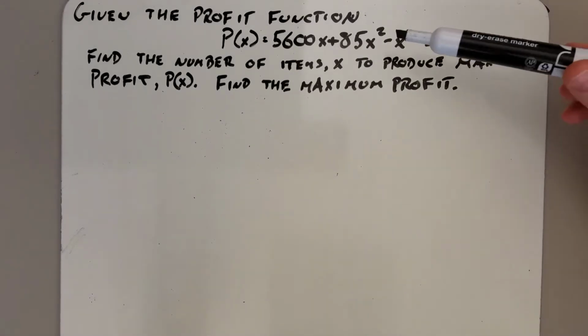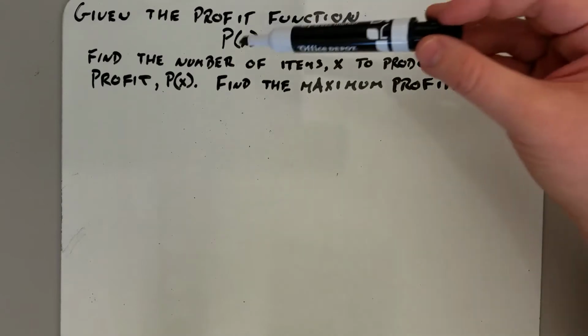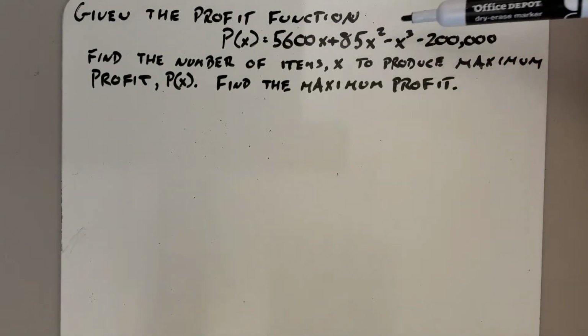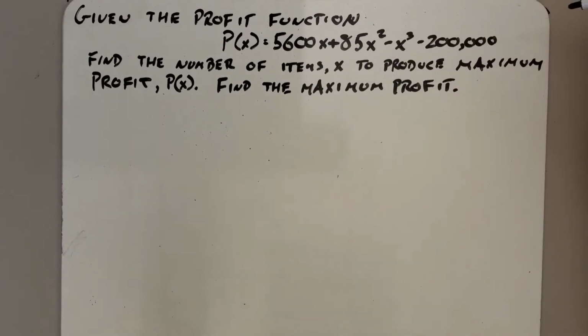This is the problem. He wanted to know, given the profit function p of x equals 5600 plus 85x squared minus x to the third minus 200,000, find the number of items x to produce the maximum profit p of x, and then find the maximum profit.